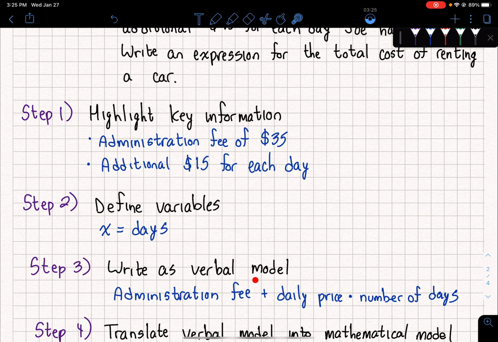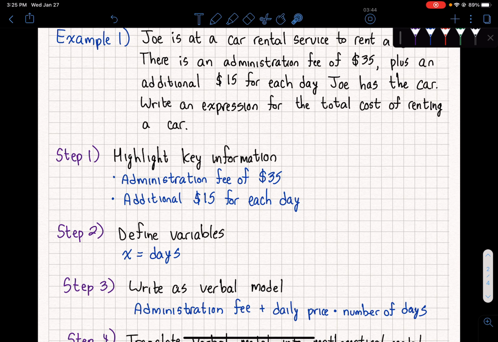So next we are going to write it as a verbal model. We're going to translate this model using plain English, and we're going to translate it to math. But first, let's see how this would look in just plain English. When you're renting the car, you have to pay the administration fee plus whatever the daily price is times the number of days. And that's exactly what the problem says here. The administration fee plus $15 times number of days.